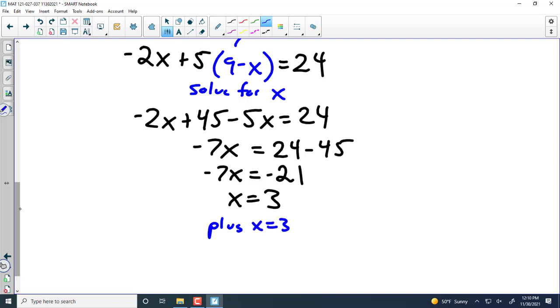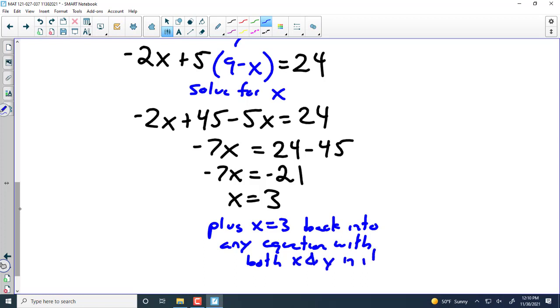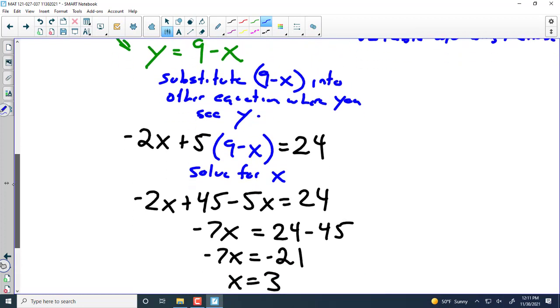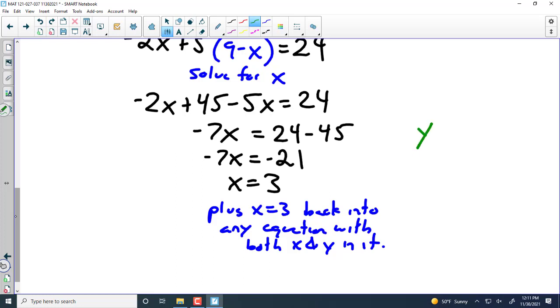Plug x equals 3 back into any equation with both x and y in it. Once you get one of your numbers, you plug it back into any equation that has both the x and the y in it. Like y equals 9 minus x. You plug the 3 in there. And you get y equals 6.